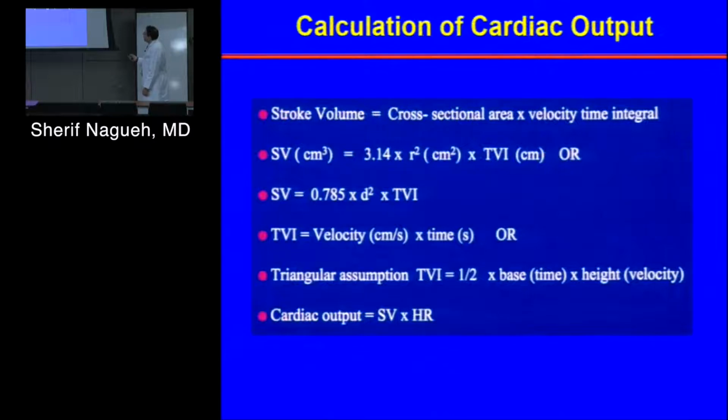How do we calculate cardiac output? It's something we do day to day. Ultrasound systems will do it: the cross-sectional area multiplied by the velocity time integral gives stroke volume. Since most of these are triangles, you can get the area of the triangle as half base times height. Nowadays, we do not need to make these assumptions. In earlier times, this was how many of these calculations were obtained. And then if I want to go from stroke volume to cardiac output, I just multiply by heart rate.